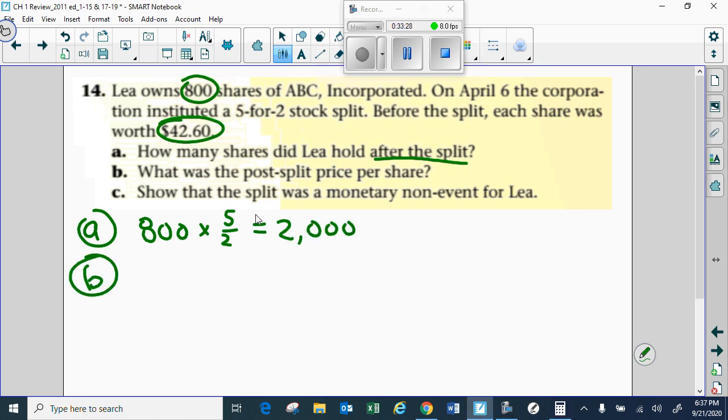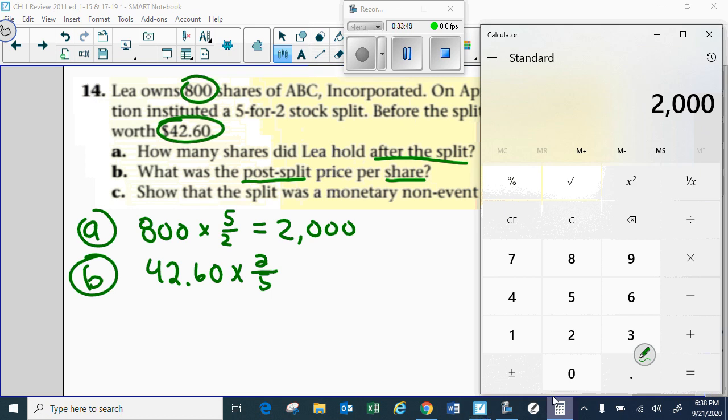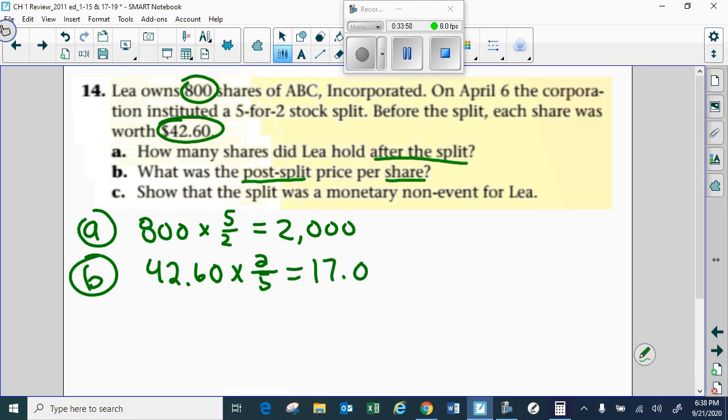B, what was the post-split? Post means after split price per share. So originally, before the split is $42.60. Remember, since she's increasing in shares, the price per share has to go down. So we're multiplying by the reciprocal. $42.60 times 2/5, or 0.4. 2/5 is 0.4. So 0.4 times 42.6 is $17.04.